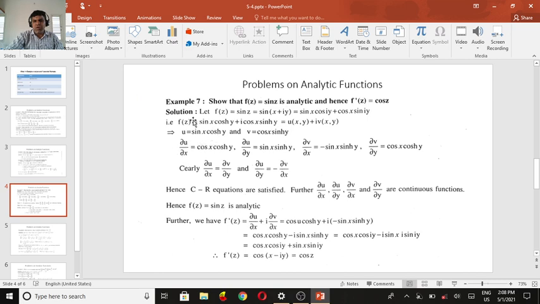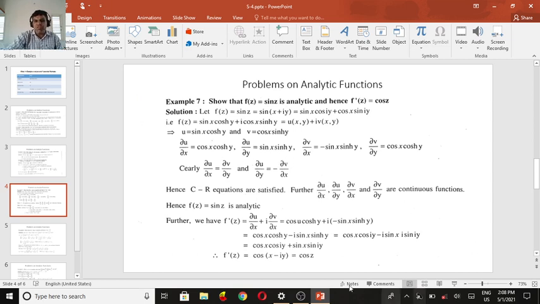So differentiate partially with respect to x: the derivative of sin x is cos x, and cosh y is kept as it is, since we are differentiating partially. Again, del u by del y: differentiating cosh y, we get sinh y. We get sin x sinh y.